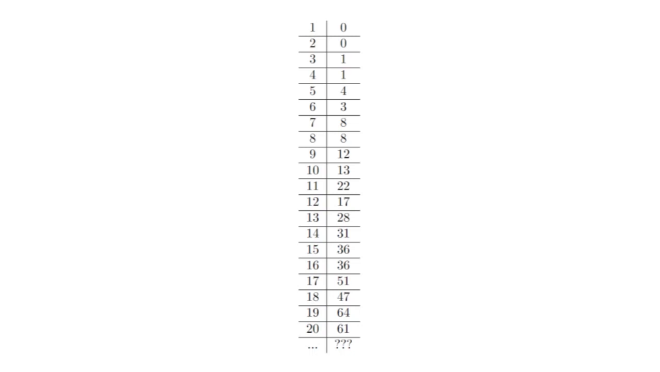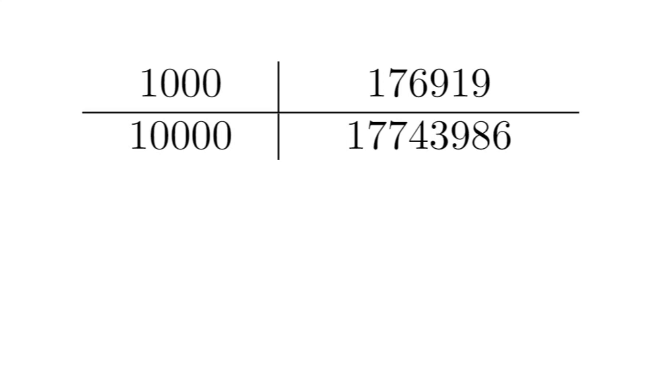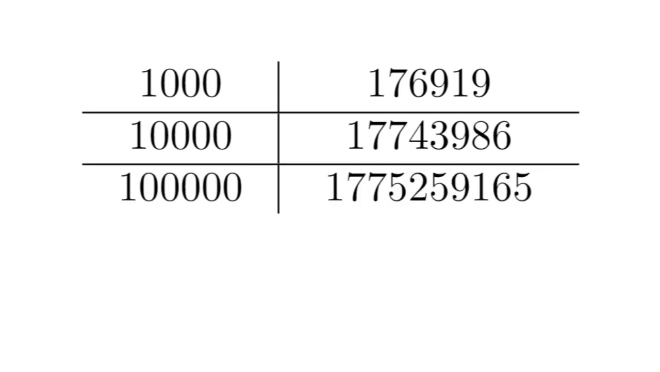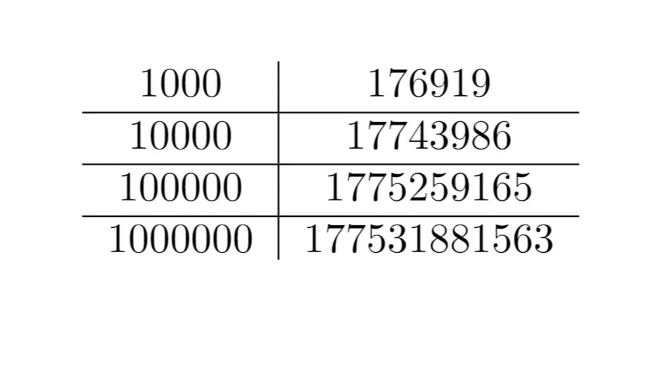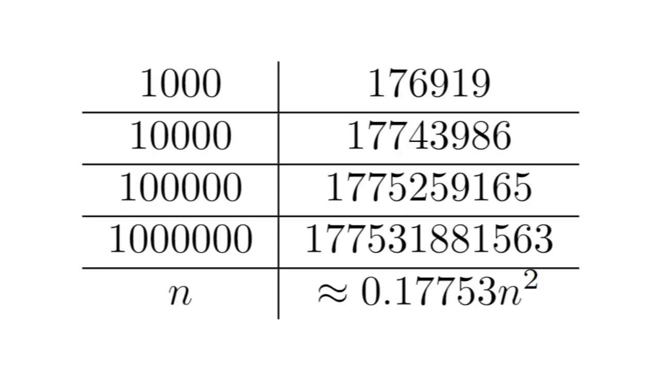I wrote a program to compute the answer for some large values of n, and I noticed something interesting. I plugged in 1,000 and got this. I plugged in 10,000 and got this. I plugged in 100,000 and got this. Finally, I plugged in 1,000,000 and got this. It seems to be converging on about 0.17753 times n squared. The n squared makes sense. There are n terms in the sum, and as n gets bigger, each term has the potential to get bigger. But why 0.17753? What's so special about this constant?